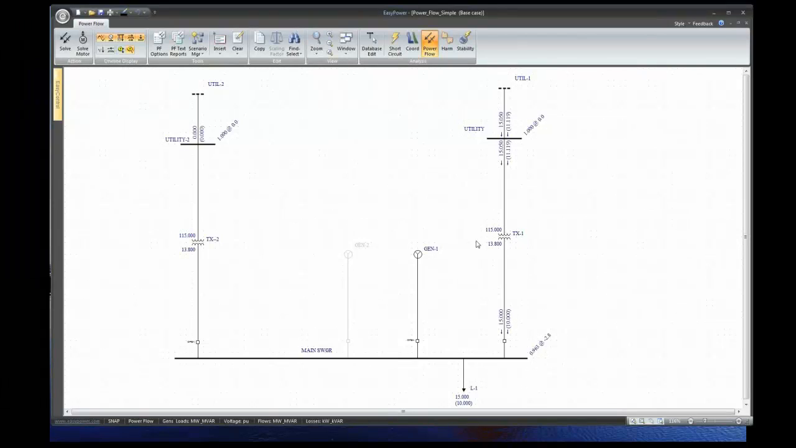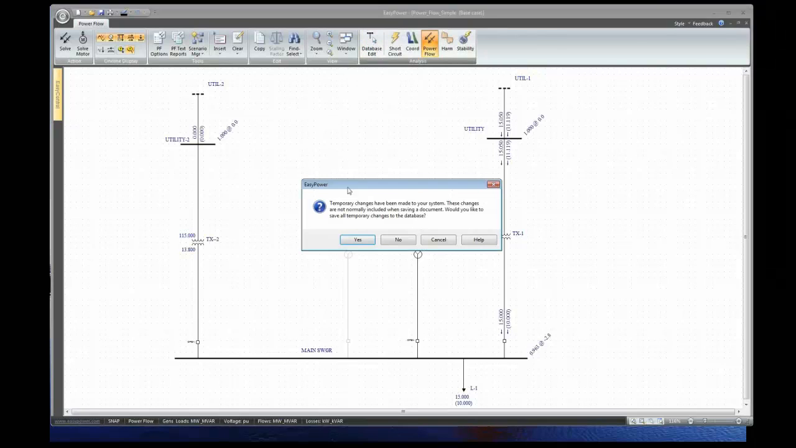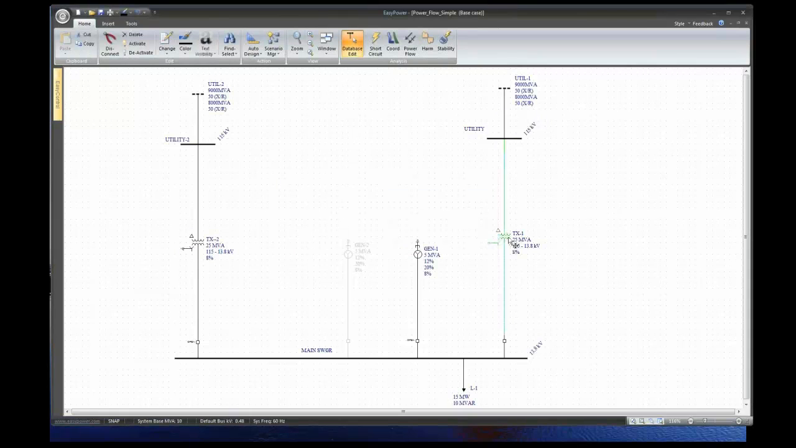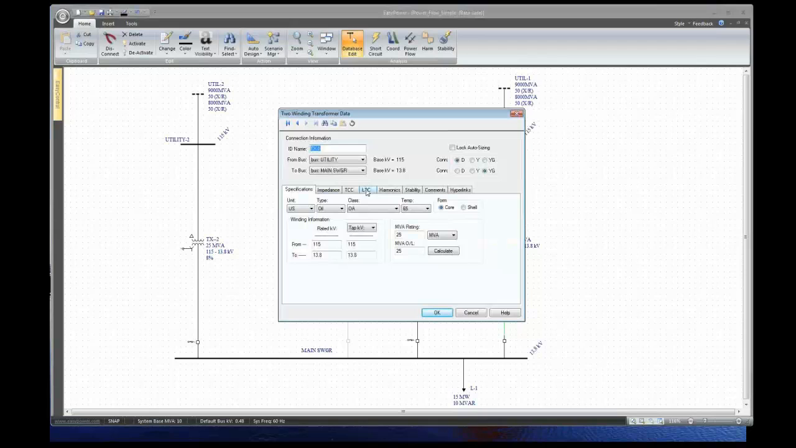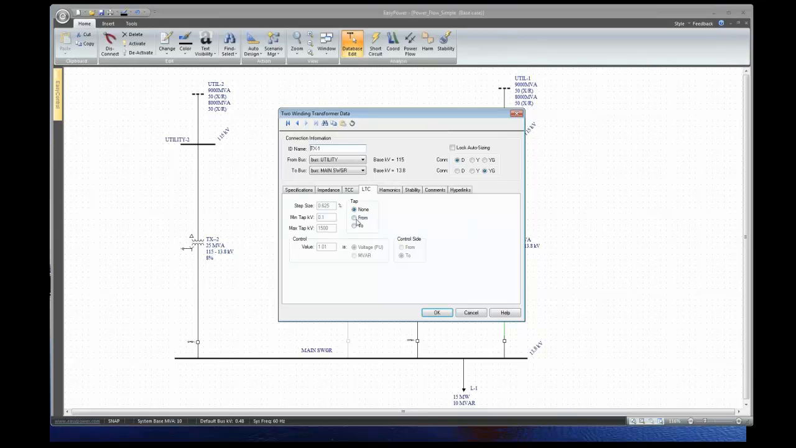Now, if in the real world this transformer has a load tap changer, we can model the effect of that in EasyPower. So if we go back to database, there's a tab called LTC, which is load tap changer. The default's going to be none. I tell it which winding that load tap changer is on. The from is going to be, in this case, the 115, and the to is the 13.8. So typically it's going to be on the low side on a transformer like this. I'm going to say 2.